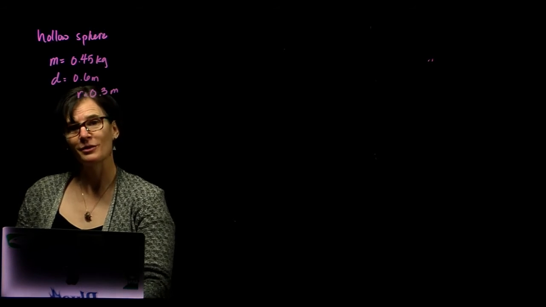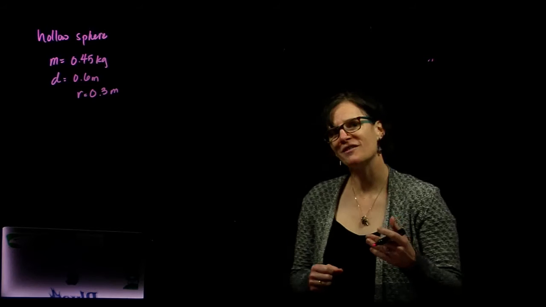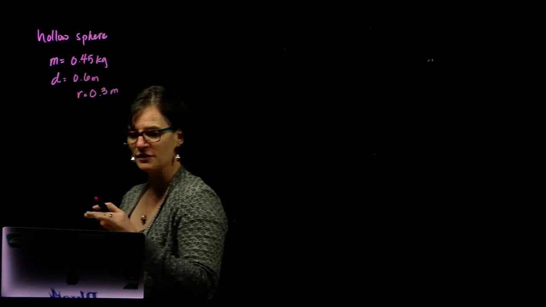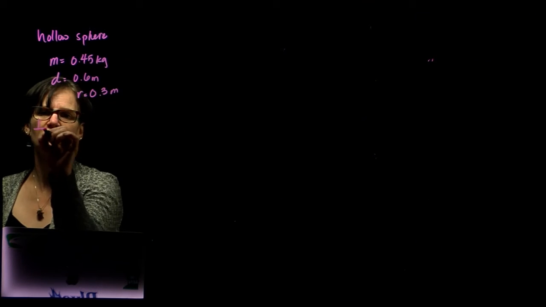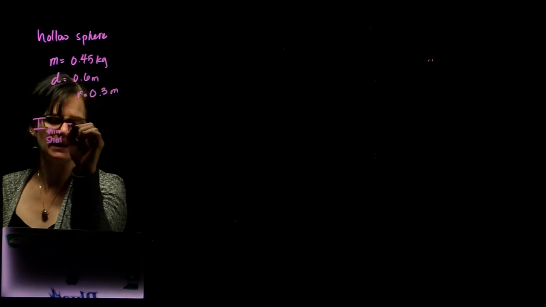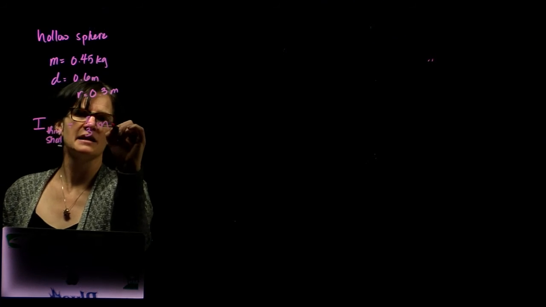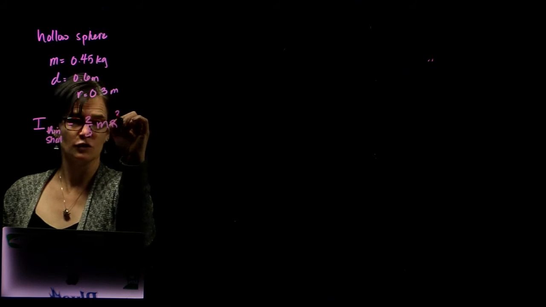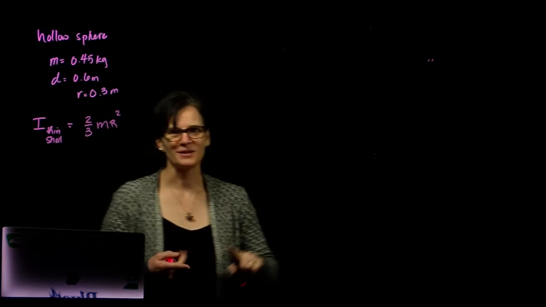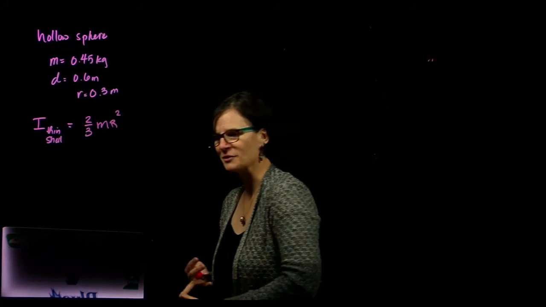Now, if we go and look up what the rotational inertia, the moment of inertia is for a hollow sphere, a thin spherical shell, we find that the I for a thin shell is equal to 2/3 the mass times the radius squared. All right, so we have the mass, we have the radius, we can determine the moment of inertia for that hollow sphere.